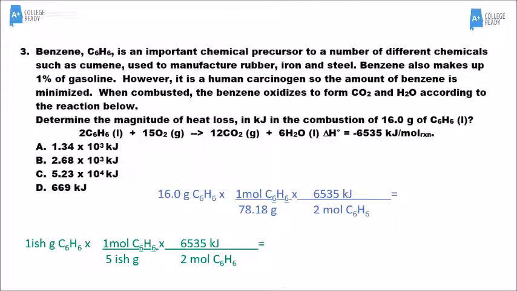And then from that, they ought to be able to look at the numbers there and come up with the correct answer. So 1 over 5, and then there's another 2 on the bottom, really becomes 6535 over 10, and 6535 over 10 becomes 653. There's only one answer that's even close to that, and so that would be answer D.